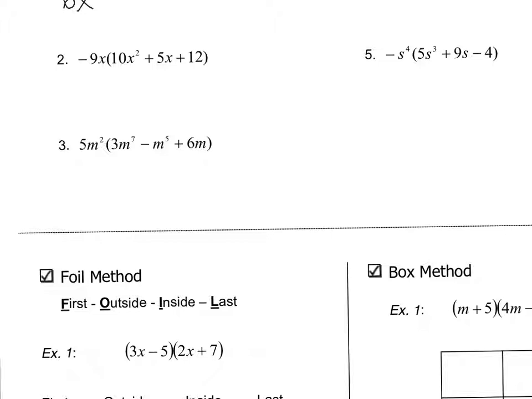So if I multiply 6x times 9x, I'm going to multiply the coefficients and add the exponents. And if I multiply 6x times -2, I'm going to get -12x.